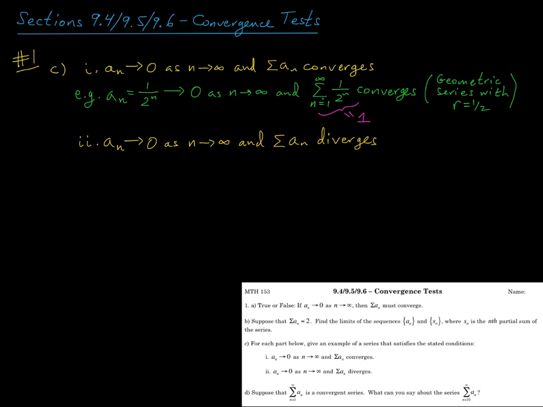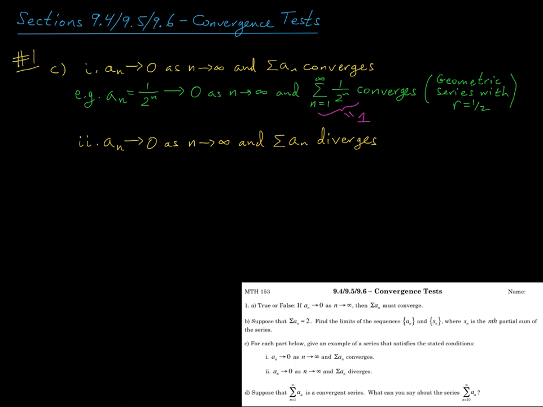But however you want to argue that, we know that this series converges. All right, so that satisfies the conditions for part 1. For part 2, we want a sub n to go to 0 and the series of a sub n to diverge?